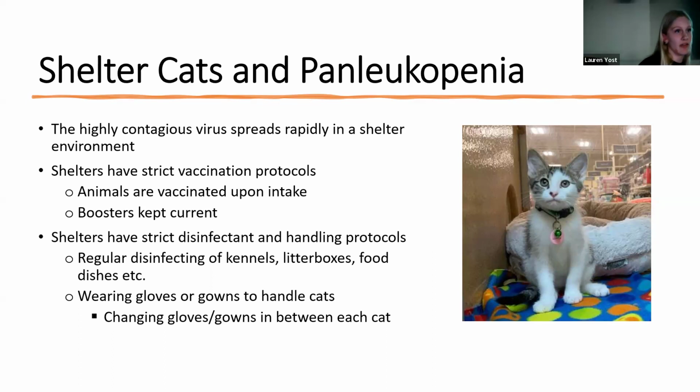Since we have a lot of cats with unknown health backgrounds, if they're unvaccinated and they're in close quarters and stressed, this highly contagious virus can spread rapidly in a shelter environment. So shelters are going to have very strict vaccination protocols. Animals are going to be vaccinated upon intake, and then all those boosters are going to be kept current while the animal is in their care.